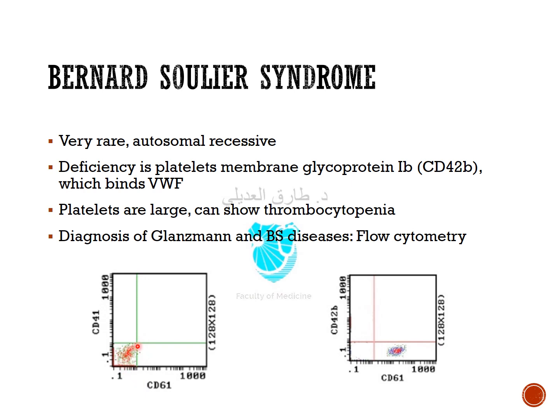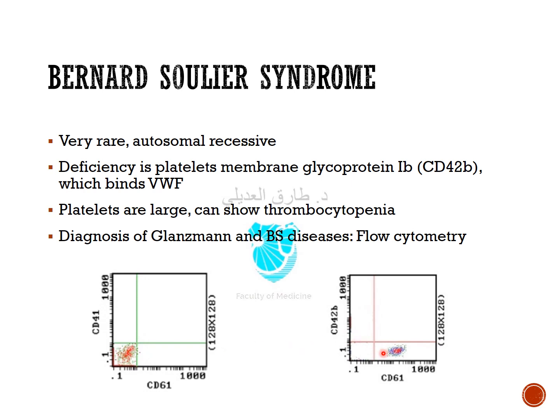So in this patient on the left side, these are the platelets. As you can see, it doesn't move to any of the markers, CD61 and CD41. They do not go to either direction, which means they are deficient of both of them. So this patient has Glanzmann disease.